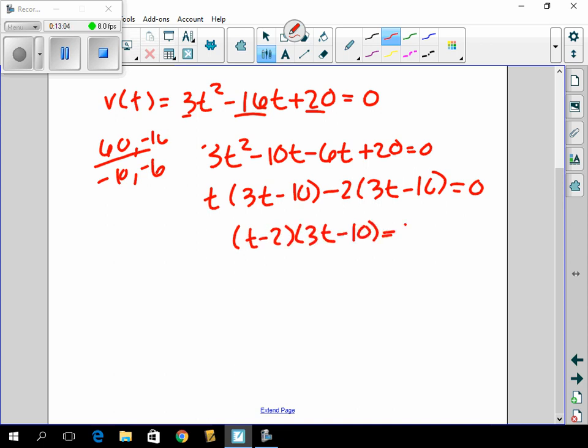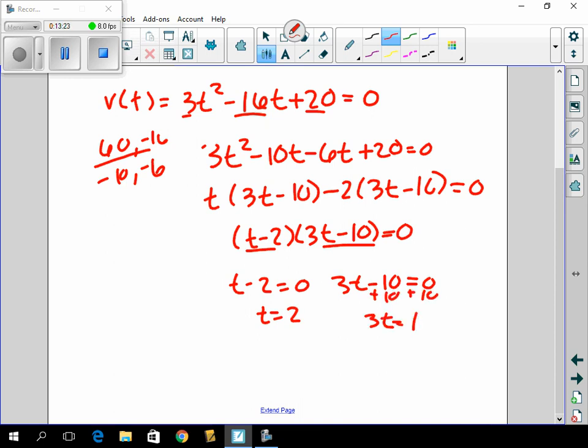And you might use a box. That's fine as long as you get these two factors, whatever method you use. So t minus 2 equals 0, and 3t minus 10 equals 0. t equals 2, and I add 10, 3t equals 10, t equals 10 thirds. So these two points are where my velocity is 0. That's where my particle is at rest.